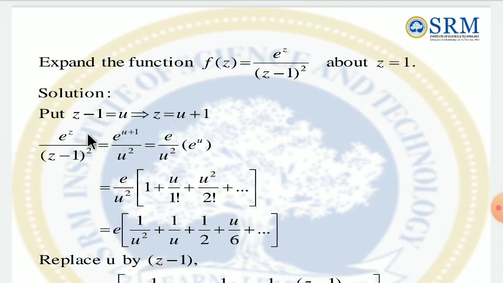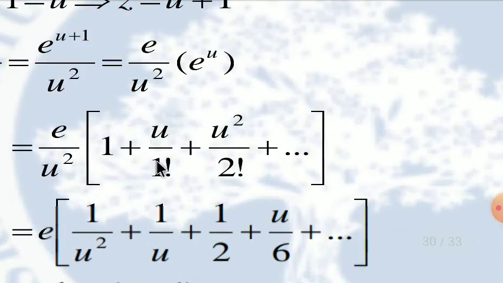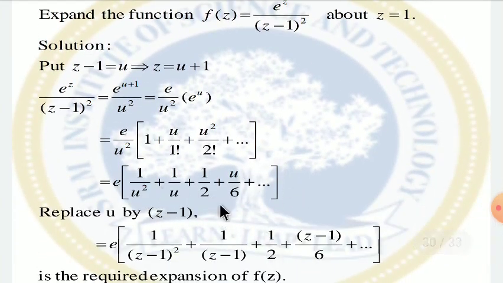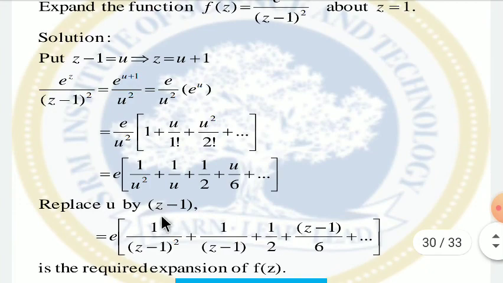Now substitute z equal to u plus 1 and z minus 1 equal to u in the given function, we get e to the power u by u squared. Already we know the expansion of e to the power u is 1 plus u by 1 factorial plus u squared by 2 factorial plus etc. Multiply by 1 by u squared: we get 1 by u squared, 1 by u, then 1 by 2 factorial, and u squared cancels. The next term is u cubed by 3 factorial; u squared cancels, so u by 3 factorial, which is 6. Replacing u by z minus 1, we get this expansion.